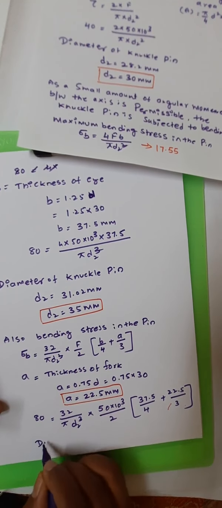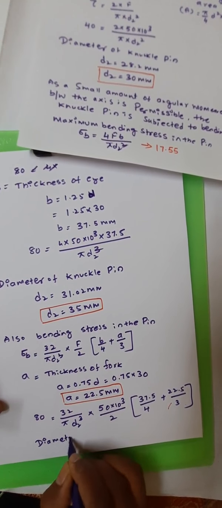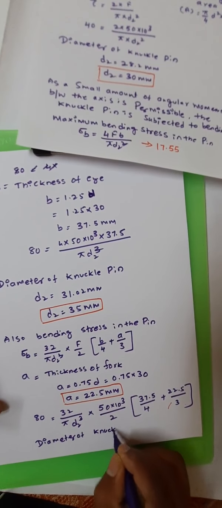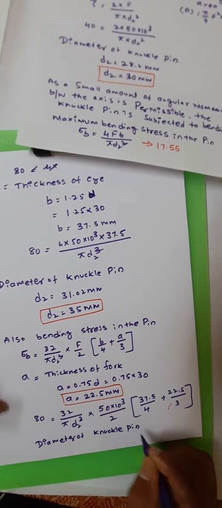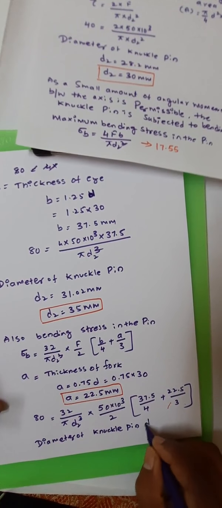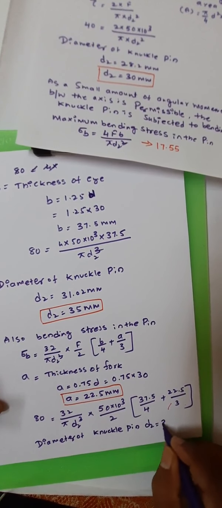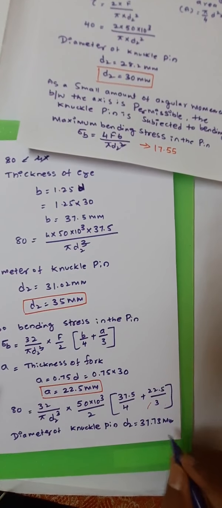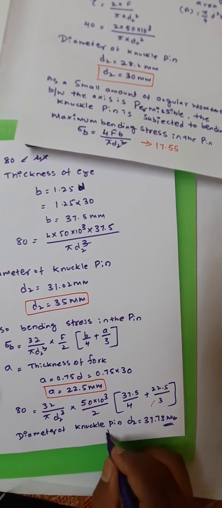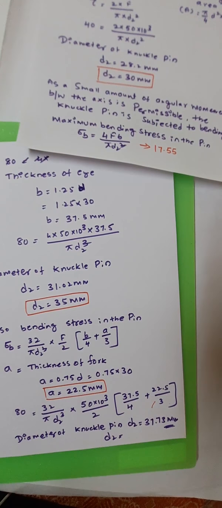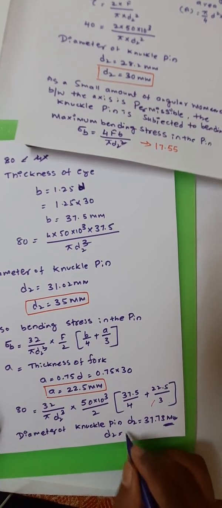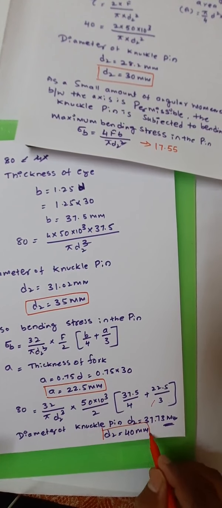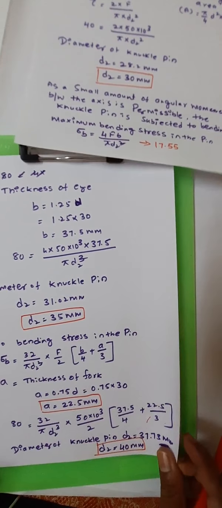the diameter of knuckle pin d2 is equal to 37.73 mm. So we'll make it this value, d2 is equal to 40 mm, the standard value. d2 is equal to 40 mm.